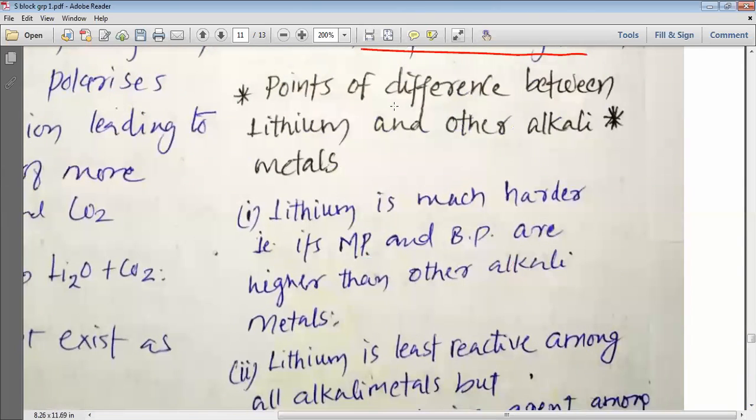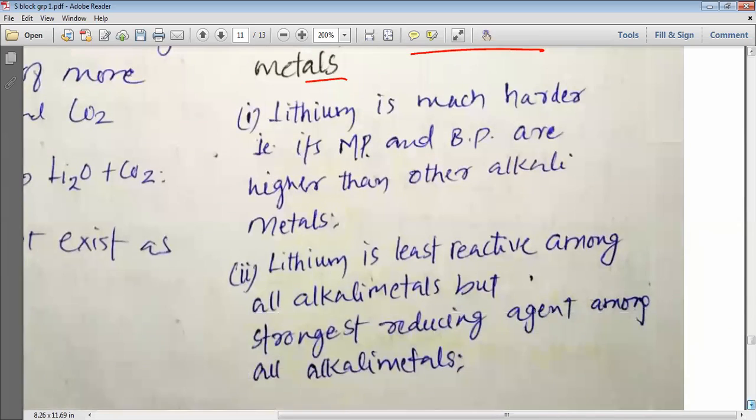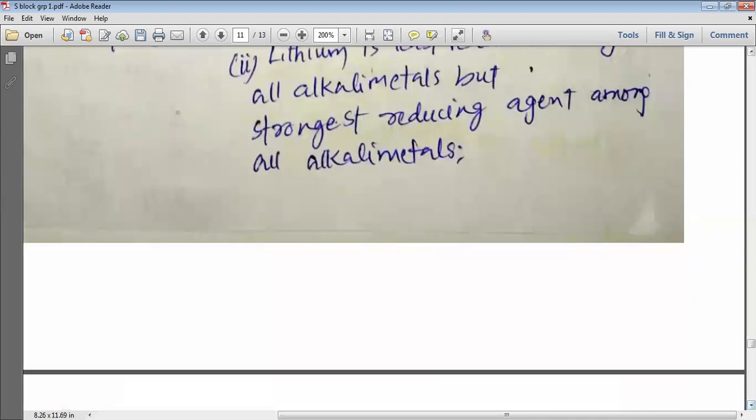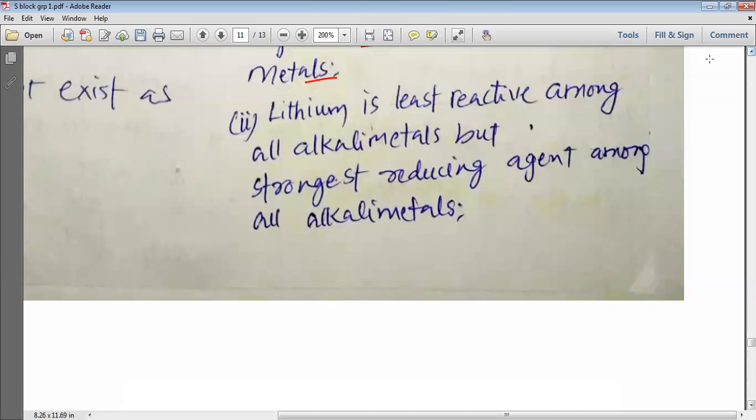Now first let us see the points of difference between lithium and other alkali metals. This is a very important point of this chapter. Please try to learn it well. Lithium is much harder, and its melting and boiling points are higher than other alkali metals. The first point is that lithium is harder than the other alkali metals, and it has a comparatively high boiling and melting point.